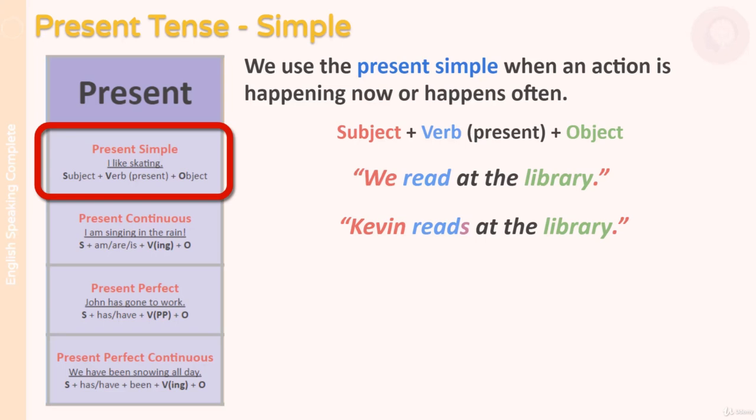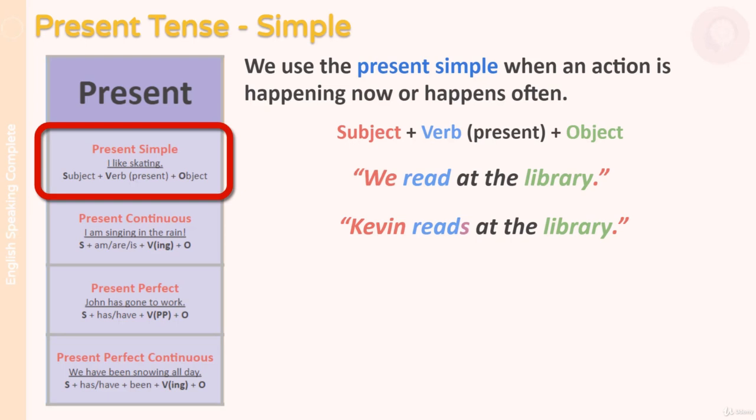Now, these are all positive examples. So we have subjects of we and Kevin. The verb is the same, read, and the object is the library. In the middle, at the is a prepositional phrase to talk about where this is happening. We read at the library. Kevin reads at the library.